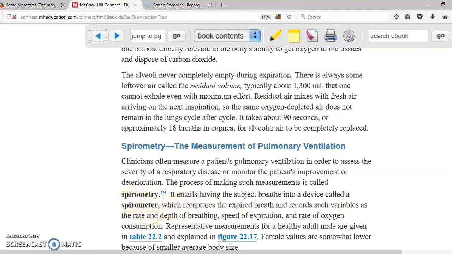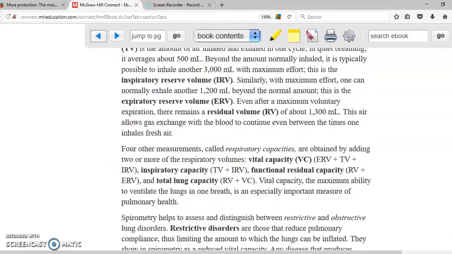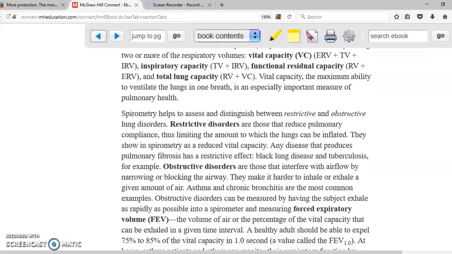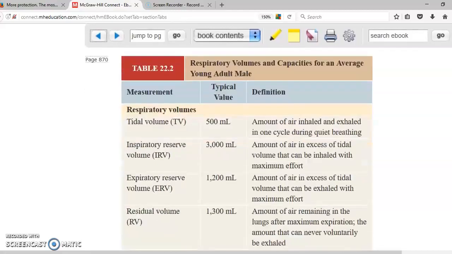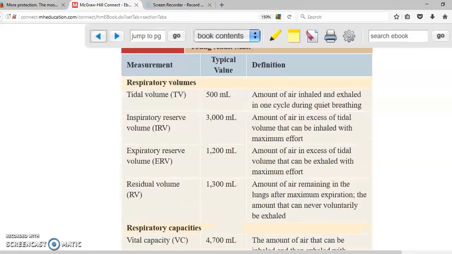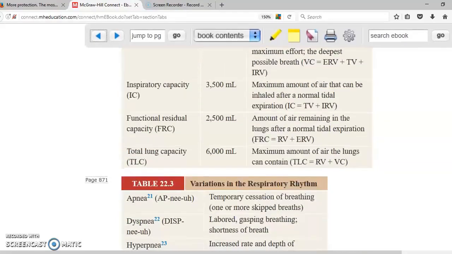Let's keep scrolling down. There are multiple different types of volumes and capacities. Which ones are the volumes and the capacities that we have in our lungs? You have the names in here. Right here, you have a spirometer. You can see the person blows into it. In this table, you have the different volumes, the values, and the definition. You also have the capacities and the definition for each capacity.